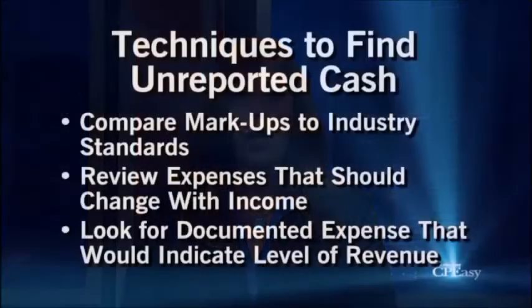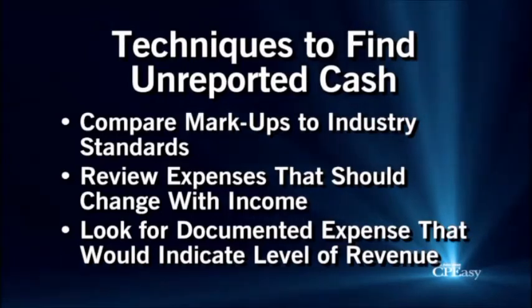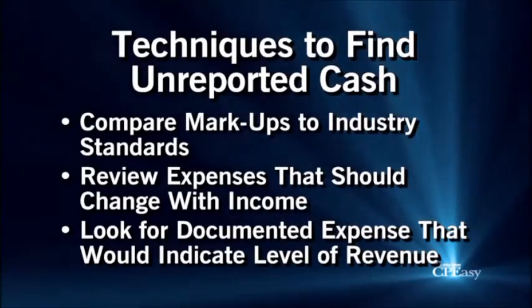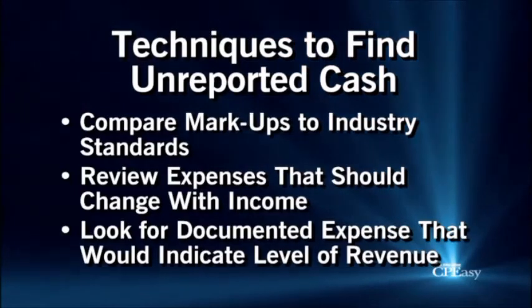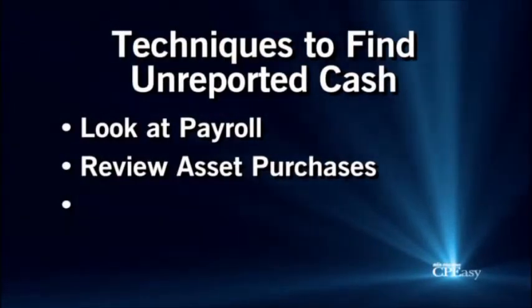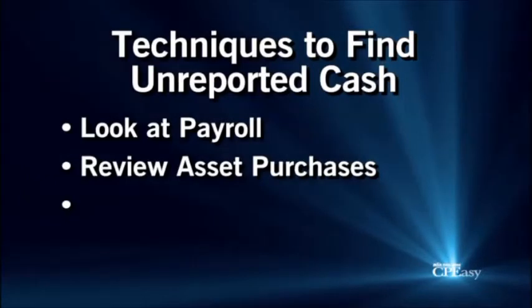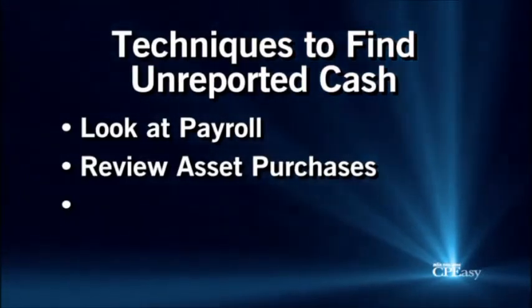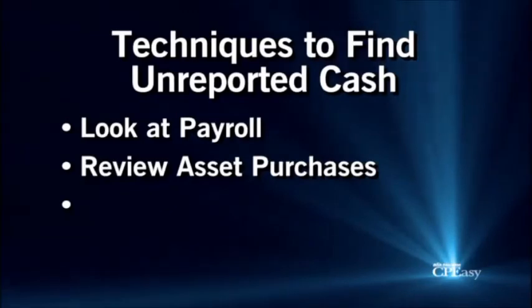sales being unreported. So another way that I can potentially find unreported cash sales is by looking at documented expenses that would indicate the level of revenue. A great example is looking at a laundromat, looking at their water bills. If they claim their income has gone down, but the water usage has been the same as it has historically been, there's probably a good case to suggest that they've been hiding sales, hiding revenue. I look at payroll, that's another common one. If a company's sales are down, we probably would expect wages to go down at least some as well. If those wages don't go down, I'm going to be suspicious that there's unreported revenue.